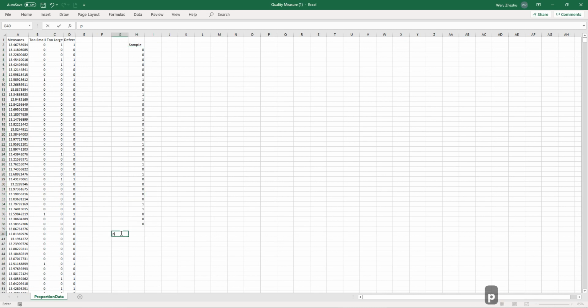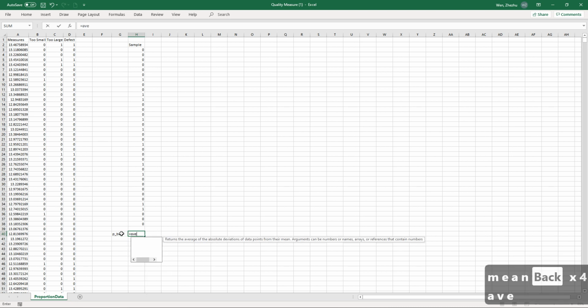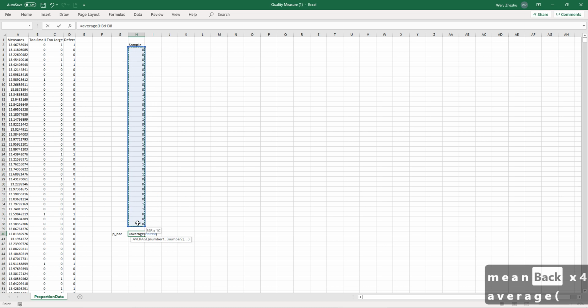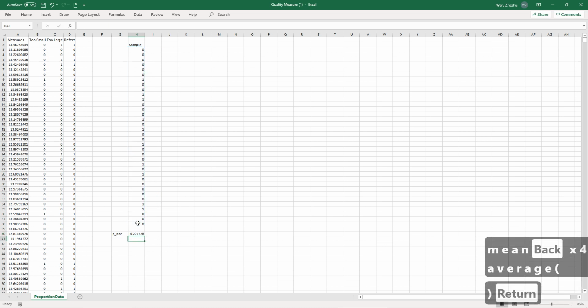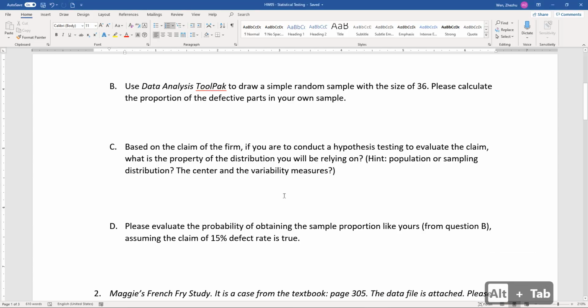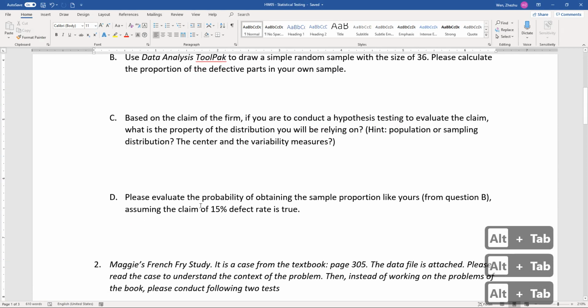And then here, I'm just going to calculate the proportion. What is a proportion? For the proportion, you can just do average here. Okay, so that will return you the proportion. The first sample has returned 27.777%.